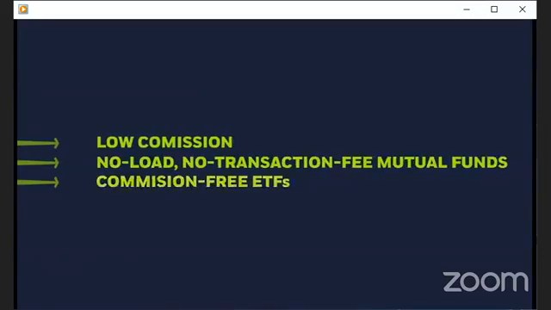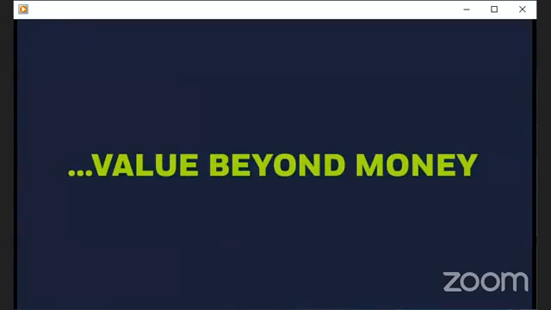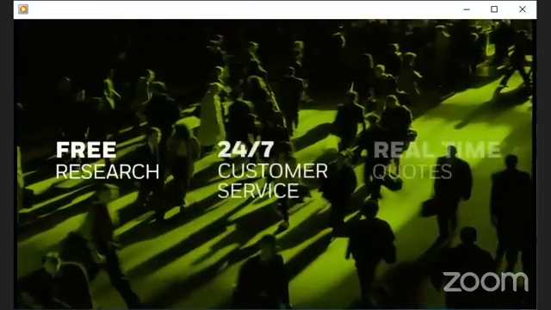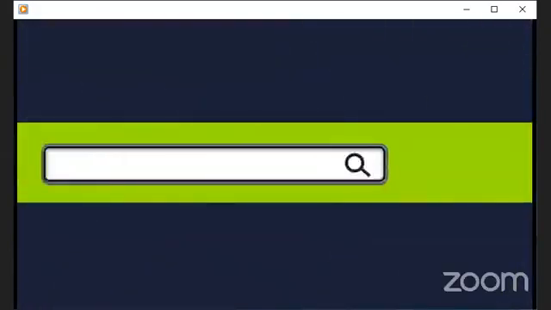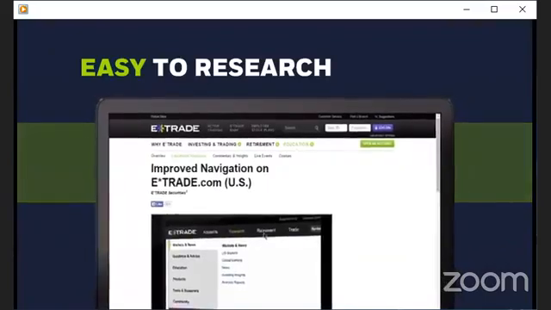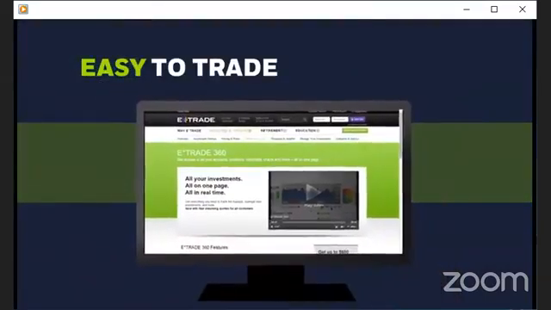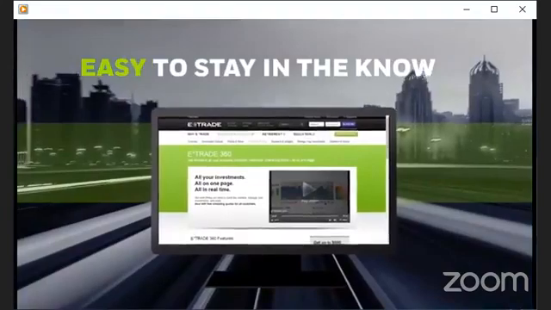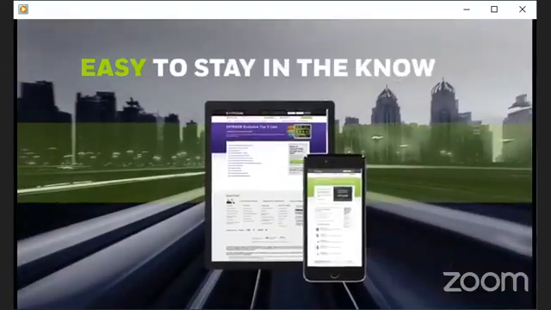And, something just as important, value beyond money. And tools and technology? In a word, easy. Easy to research, easy to trade, easy to stay in the know even when you're out.